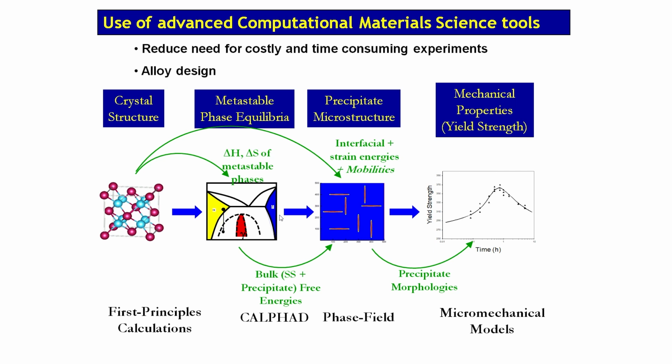Well, in a nutshell, we have to use advanced computational materials science tools. You can reduce the need for costly and time consuming experiments. We can do alloy design, like crystal structure data. We can calculate the phase diagrams. We can also do microstructure, which we will talk about a little later in the lecture today, and one can also predict mechanical properties. So, what you need is basically the integration of first principle calculations, CALPHAD, phase field simulation, as well as micromechanical models. These are the things you need to know if you want to integrate machine learning with these models.